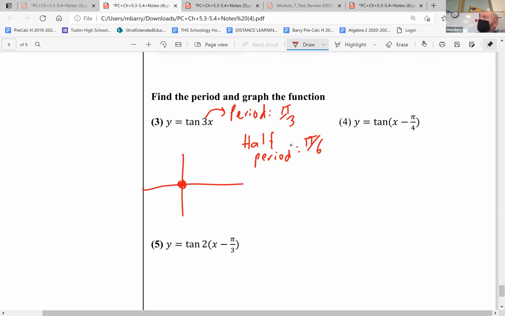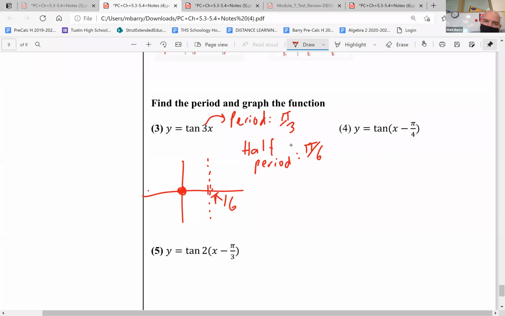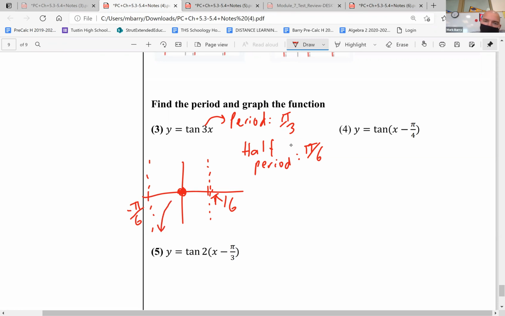I do not have a left-right shift, so I'm going to put my dot at 0, 0. I'm going to go a half a period to the right, draw an asymptote. Half a period to the left, draw an asymptote. Draw my little squiggly there. Looks good. Nice and easy.